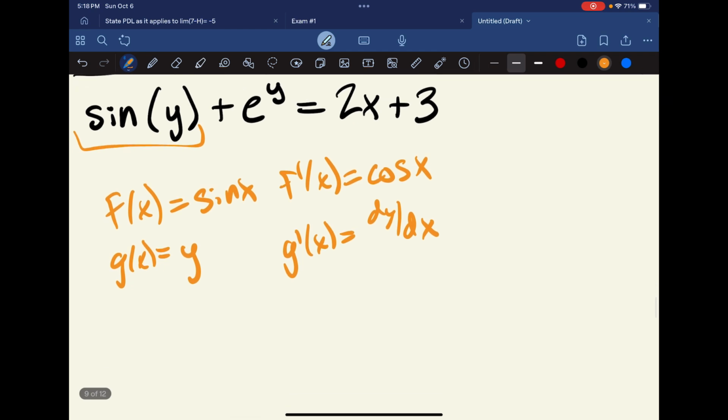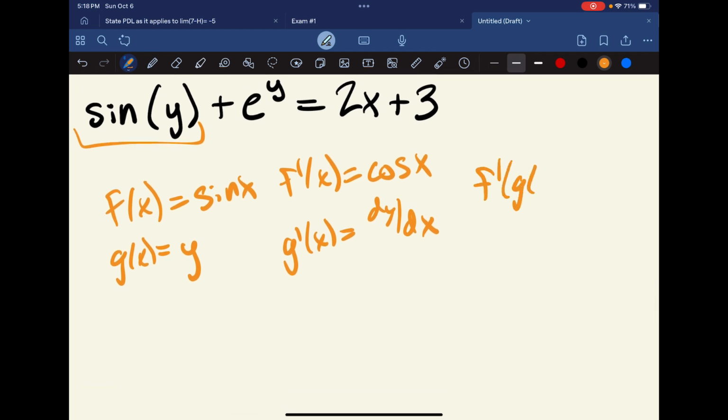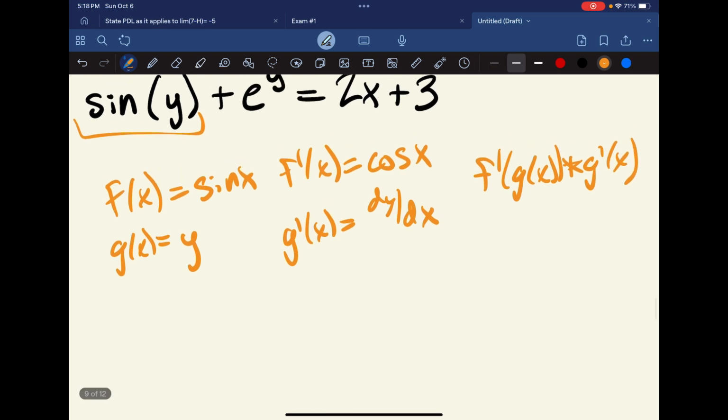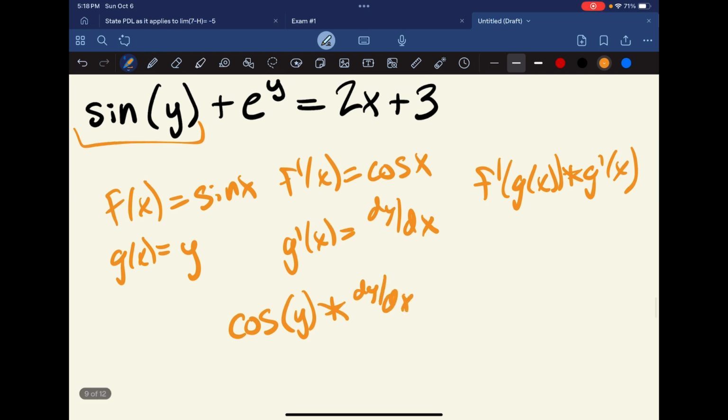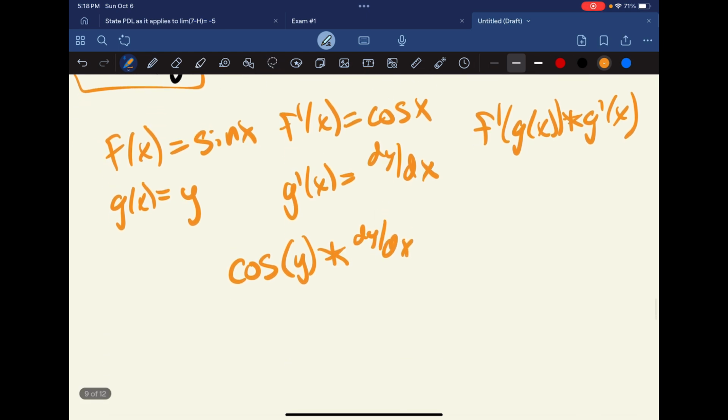So then now we need to plug this into the form f prime of g of x times g prime of x, right? Our chain rule formula. And then, so then this ends up being cosine of y times dy dx. And then that's, all right, so that's for that term.